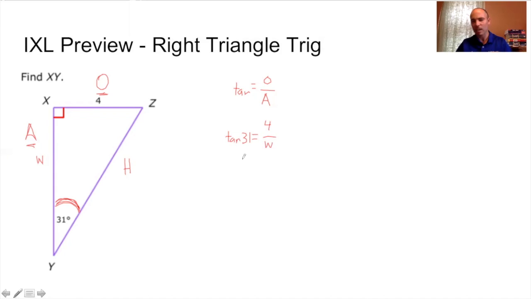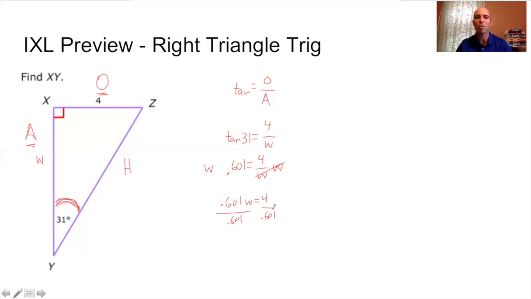Tangent of 31. Students freak out. What the heck is that? How am I supposed to know that? Well, you don't need to know. The truth is your calculator does. I'm just typing in tan 31, and I got a number, which happens to be 0.601. I always go 3 decimal places. Now, what do you do when you have a variable denominator? I don't like it any more than you guys. I'm going to multiply both sides by W. So 0.601 W equals 4. Divide both sides by 0.601.